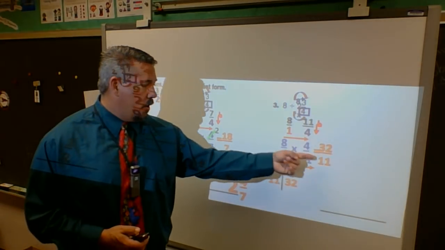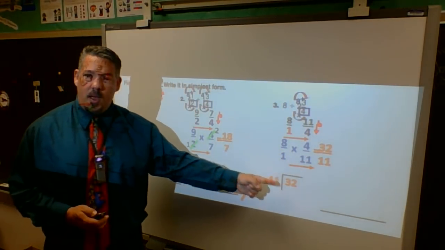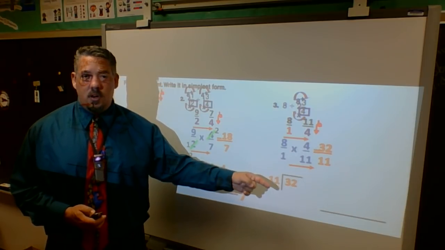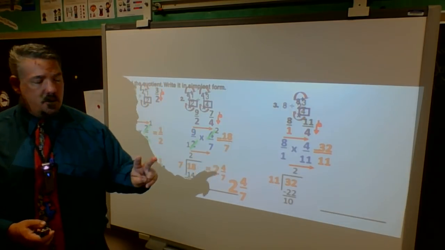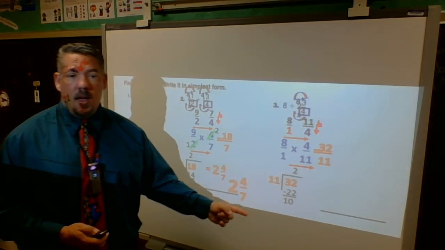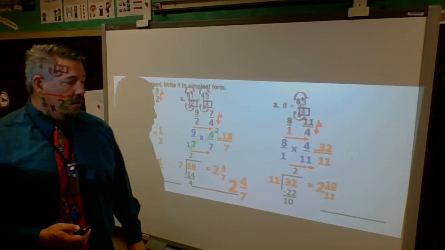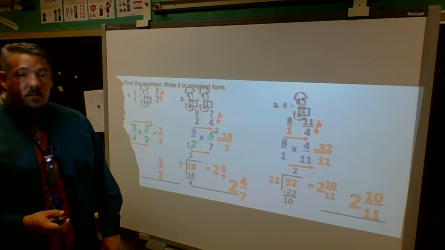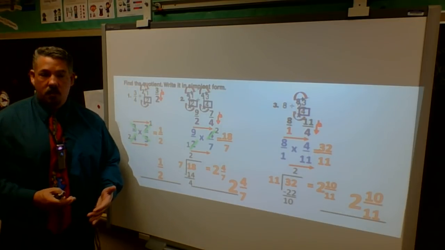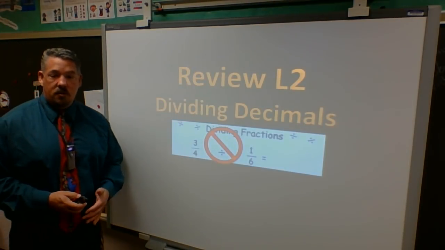Well, 32 over 11 is an improper fraction, so we have to divide. 11 goes into 32 2 even times, which is 22. I have a remainder of 10 with a divisor of 11, so your final answer you should have gotten is 2 10/11. That's all there is to this lesson.